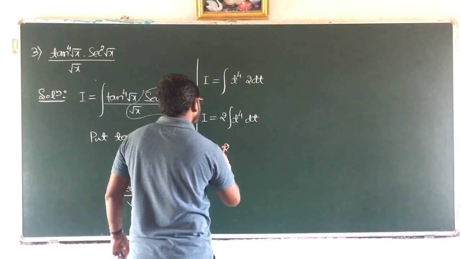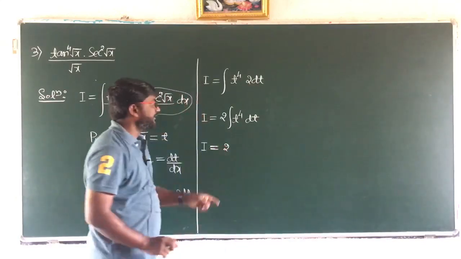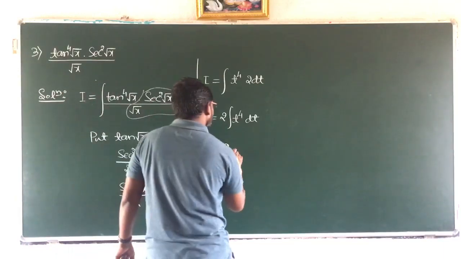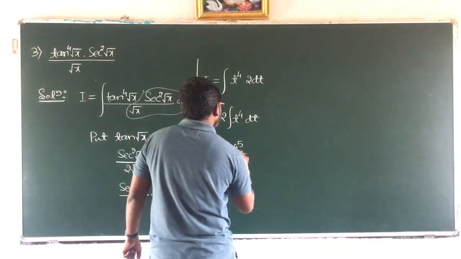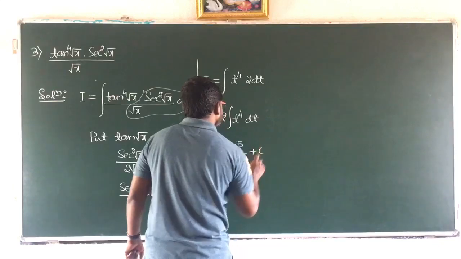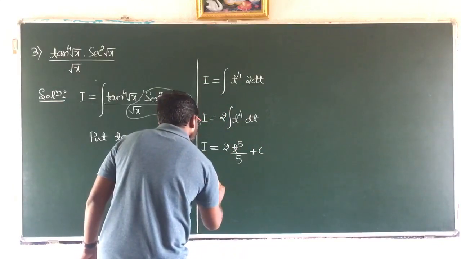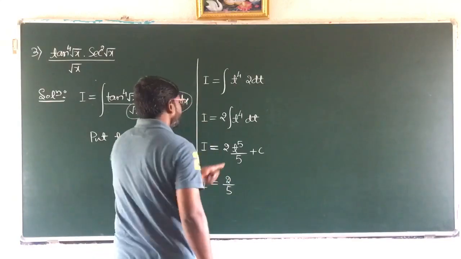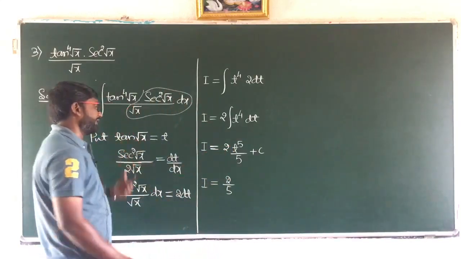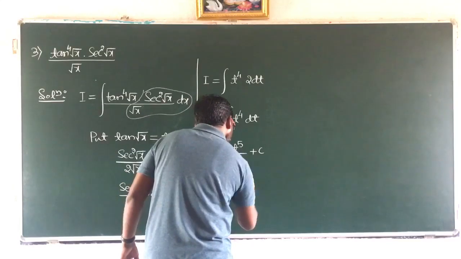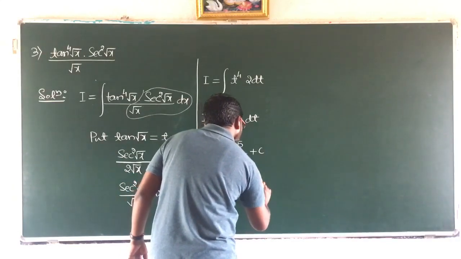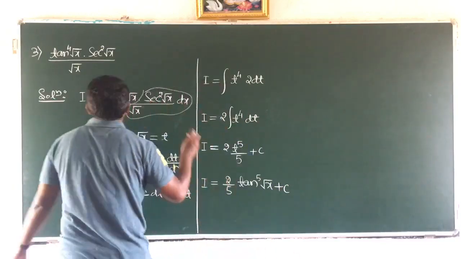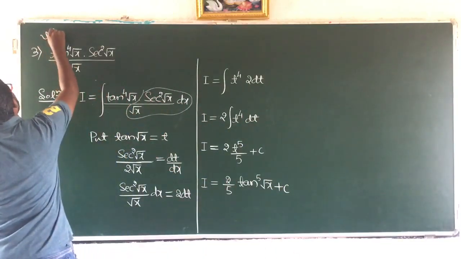Then what is the integral of t raised to 4? It is t to the power 5 divided by 5 plus c. So now I is equal to 2 by 5, write it as it is. Then what is t here? It is tan root x. So this becomes 2 by 5 tan to the power 5 root x plus c. So mark this as very important for 2 marks.